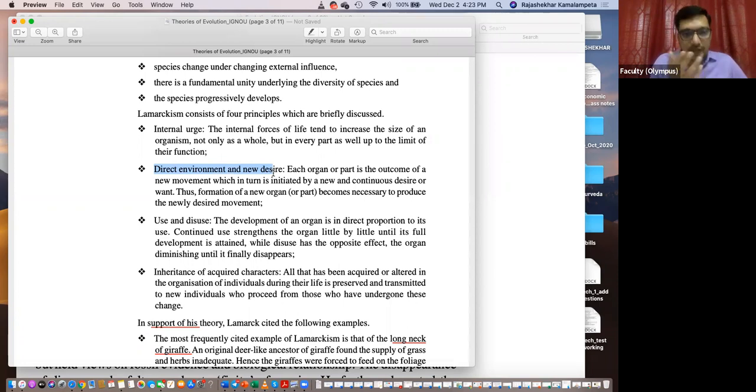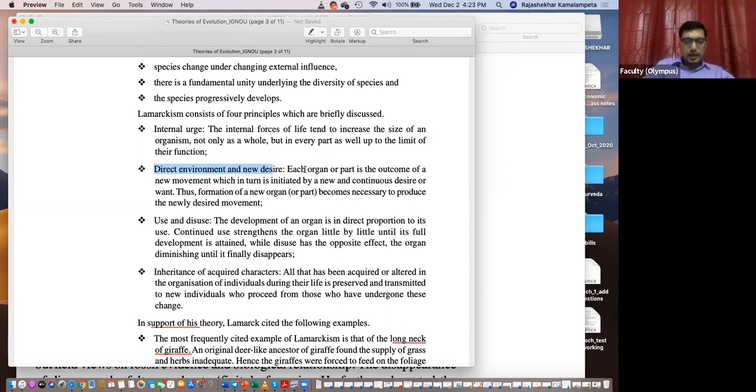So what happened? This desire that we talked about, the internal urge we talked about, will act on a particular organ in the body. If a giraffe wants to collect the food that is not available to it, it tries to reach the trees, the top portions of the trees. So there was a need, there was an urge, and it was stretching its neck. So it was acting on a particular portion of that body.